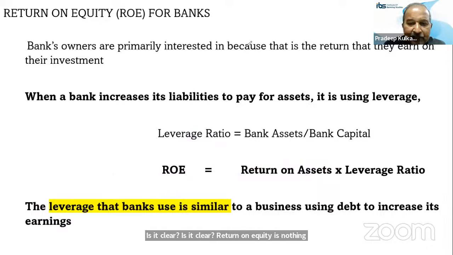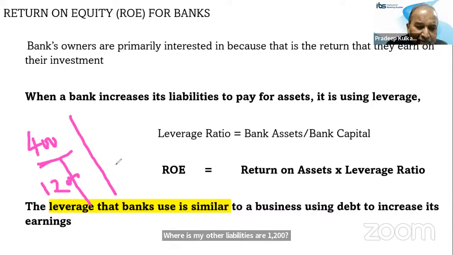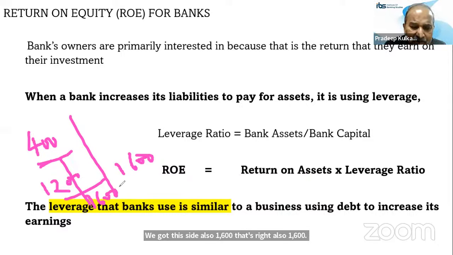Okay, leverage. Let us say, again, I repeat the same example. My capital is 400, whereas my other liabilities are 1200. My asset side will be 1600. Correct, no? Because this side is 1600, that side also 1600. I am not at all taking out any intangibles, nothing is there. Let us say here 16, here 16.